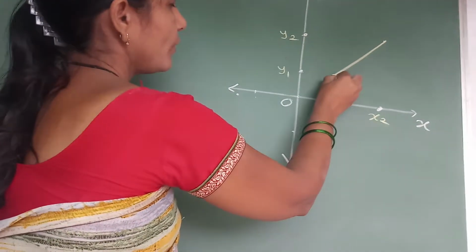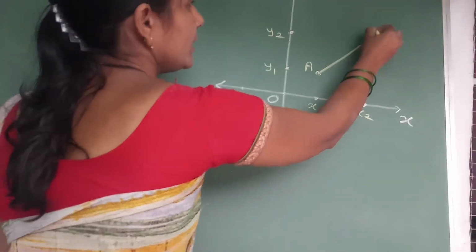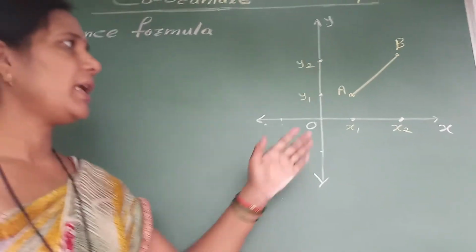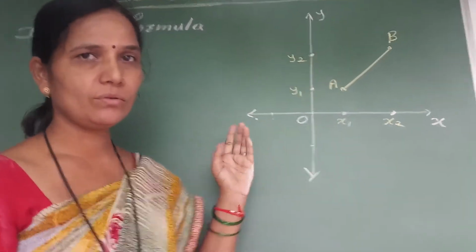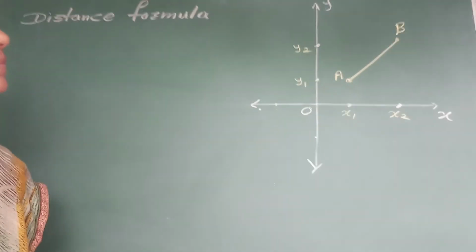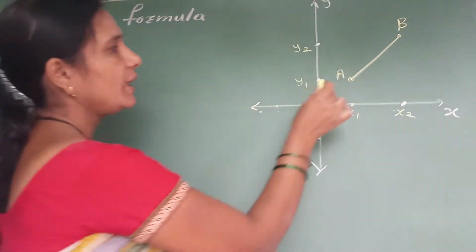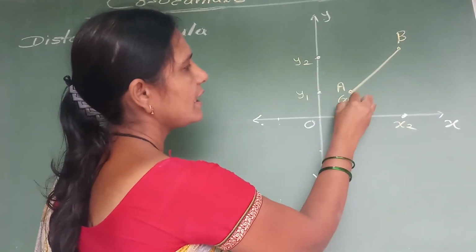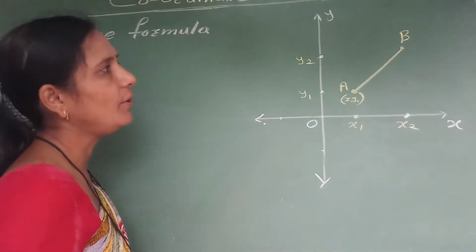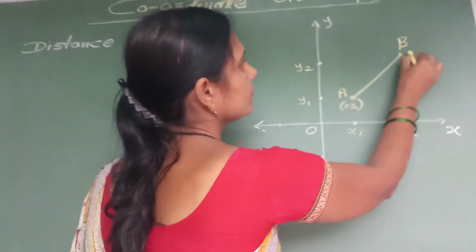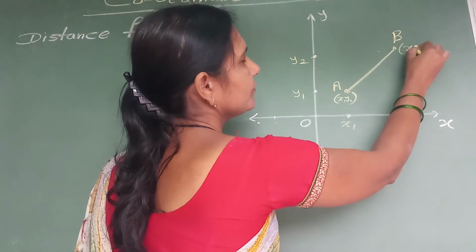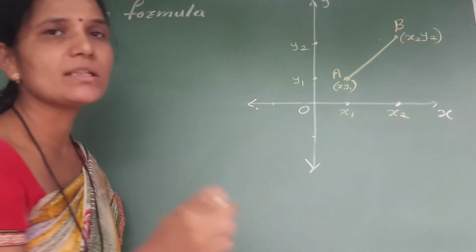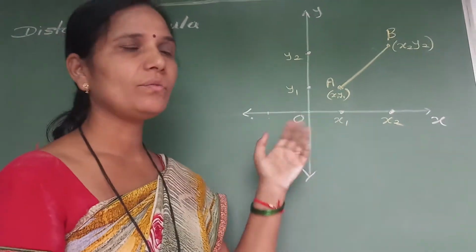If we draw here point A, point B, we have to calculate the distance AB, which is not parallel to the x-axis and not parallel to the y-axis. For this, first find the coordinates of A. Coordinates of A are x1, y1. So we write here x1, y1. Coordinates of B are x2, y2. For writing the coordinates, first write the coordinate on the x-axis and then the y-axis.